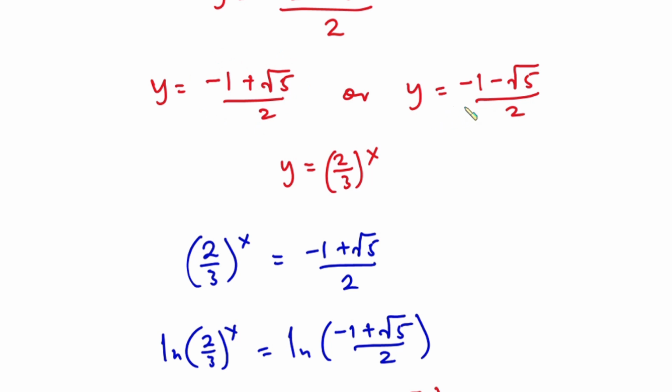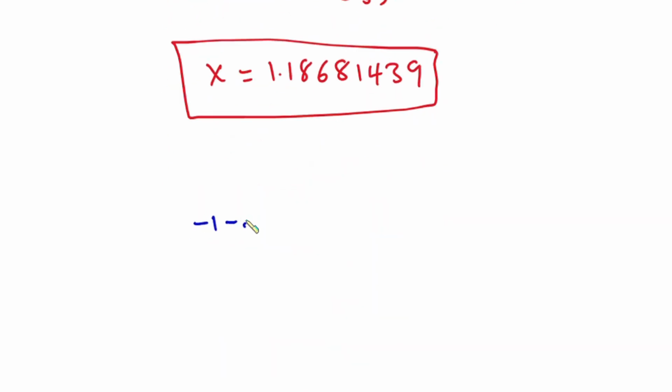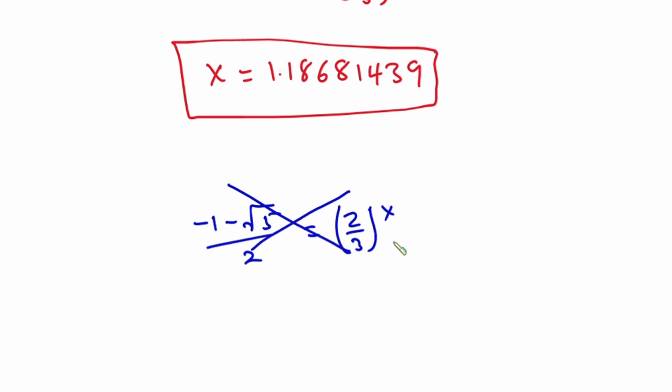Then what about when y is equal to (negative 1 minus square root of 5) all divided by 2? So we have (negative 1 minus square root of 5) all divided by 2 is equal to (2/3)^x. Now if you look at this one, we have negative, negative, so it's going to make this whole thing negative, right? So if you introduce natural log on both sides of the equation, we are going to have complex solutions. So we are not going to consider this one since we are not interested in complex solutions. So the value of x finally turns out to be this answer.